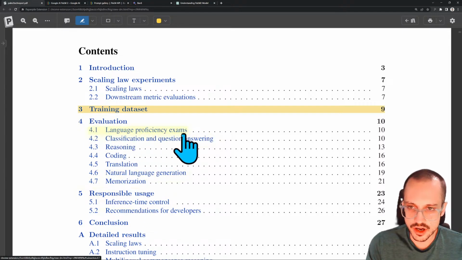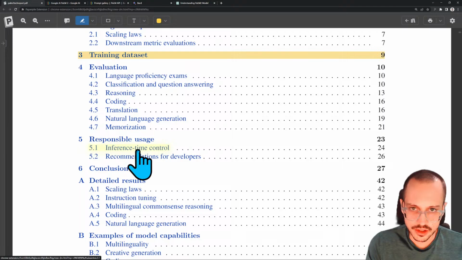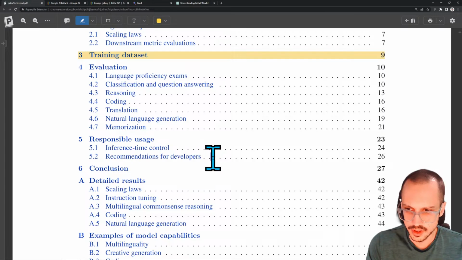You see how they're starting off with language here? That seems to be kind of what they're touting, is just the multilingual capabilities. Responsible usage. So here's where they're going to talk about the inference time control, the ability to censor and potentially inject AdWords, you know, recommendations for developers.